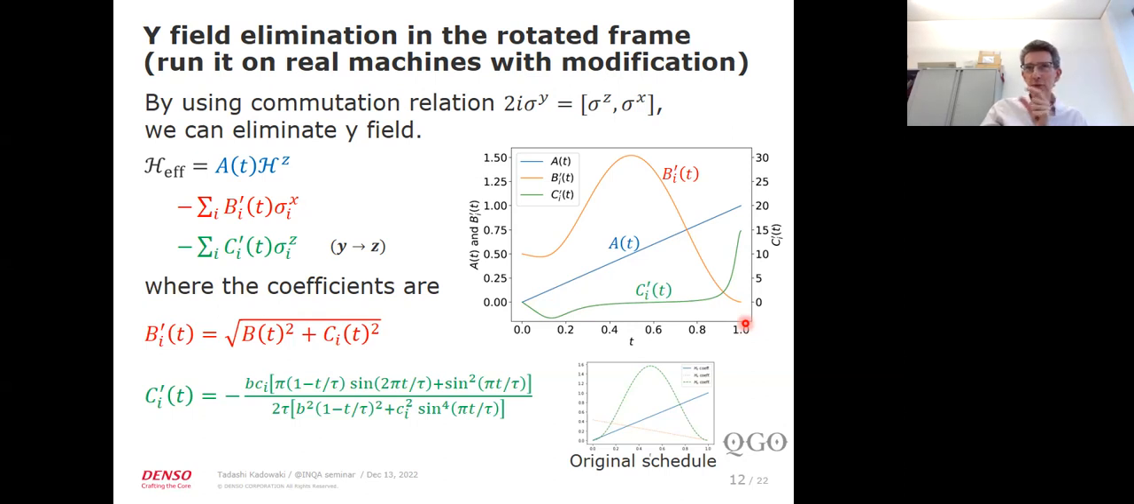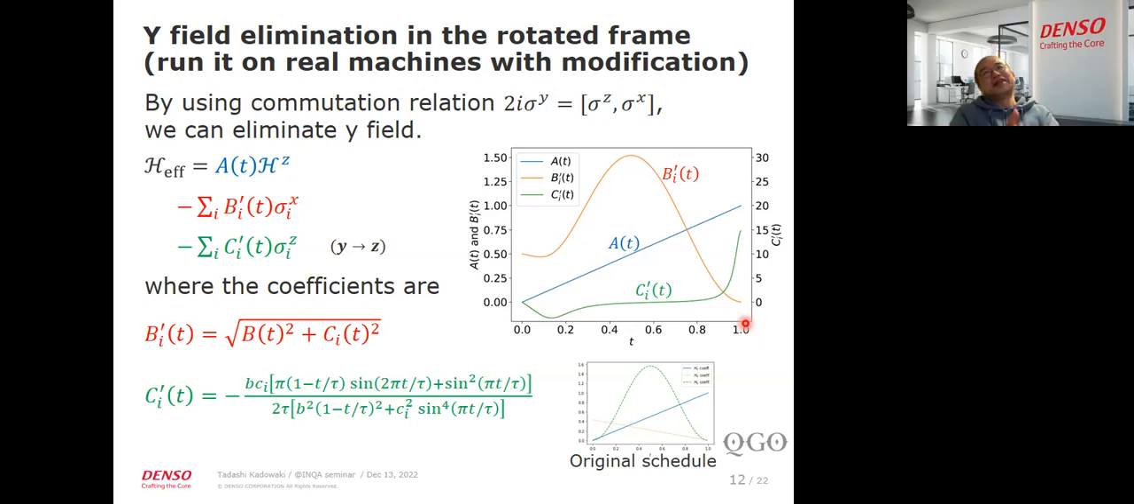Could you comment also on the timing resolution? If you're having to measure this dynamic state in the presence of this large counter-diabatic driving term at t equals one, and if I measure at t equals one plus epsilon, then presumably I measure a completely different state. So can you comment on how precise the measurement needs to be?